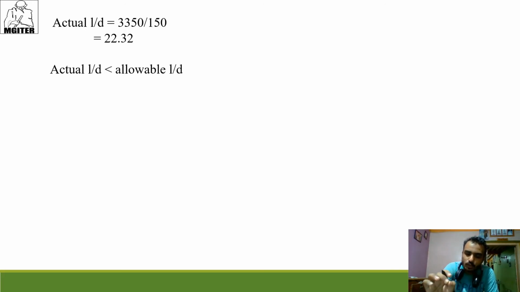Next, find out the actual length by depth: actual effective span divided by effective depth. So 3350 is the effective span divided by 150. So the actual length by depth ratio is 22.32. So the actual length by depth ratio is lesser than the allowable length by depth ratio. So it's okay. Length by depth ratio is okay here.